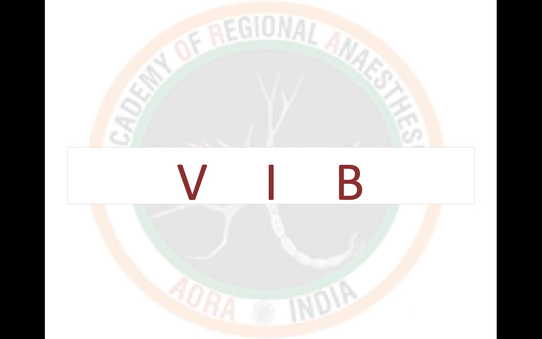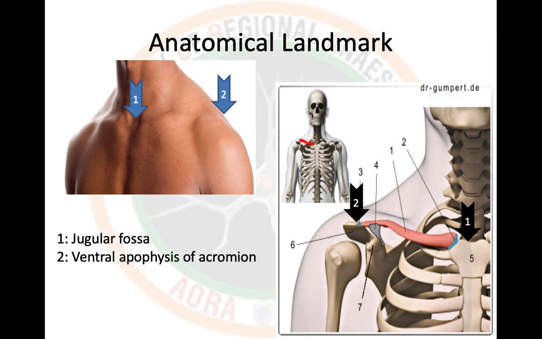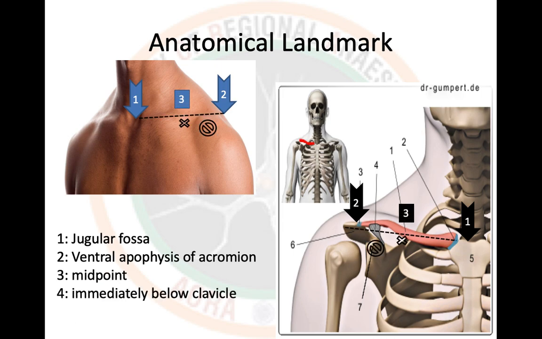So if we talk about VIB, that is vertical infraclavicular block, the anatomical landmarks are, first, the jugular fossa or suprasternal notch. You have to palpate the suprasternal notch. Then you palpate the ventral apophysis of the acromion. Draw a line joining it. Then go just inferior to the clavicle and insert the needle perpendicular to the skin. At this level, the plexus lies superficial, so you require a 5 centimeter needle. Usually you will find the plexus at 3 to 5 centimeters, so you don't require longer needles here.